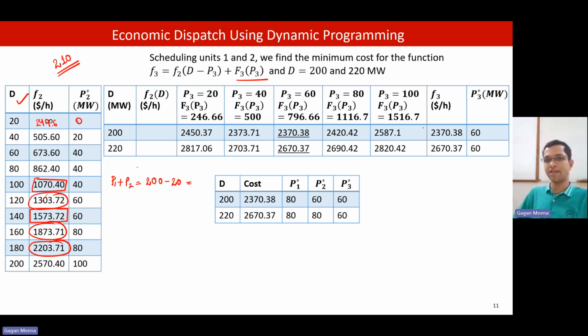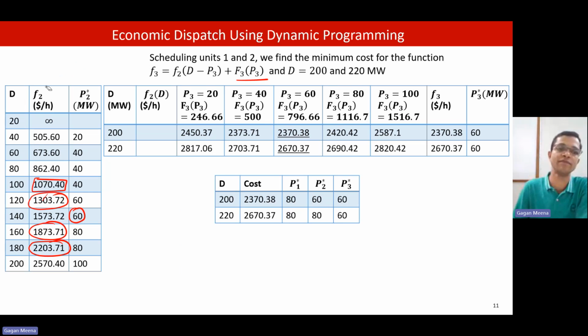We come to a conclusion that the optimal value for P3 has to be 60 and P1 plus P2 has to be 140. And we can go to this table. From here we can find out that for 140, P2 has to be 60. So if P3 is 60, P2 is 60, then the remaining has to be generated by P1. 60 plus 60 is 120, 200 minus 120 is 80. P1 has to generate 80. Similarly, we have to do it for 220 also. It's a small system, that's why we are able to do it manually, but otherwise we need to write code for this.